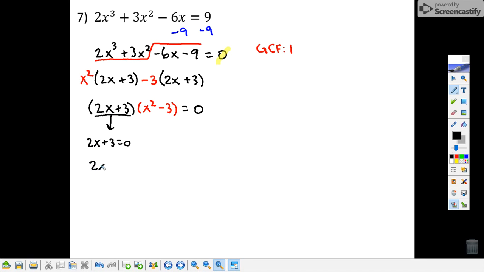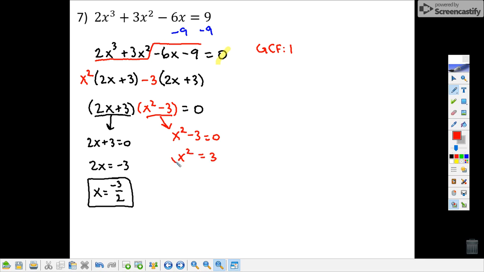So I subtract 3. Then I divide by 2. And I end up that x is equal to negative 3 over 2. So that's one of my solutions. Then I go to x squared minus 3 and I do the same thing. If I set x squared minus 3 equal to 0, I add 3.